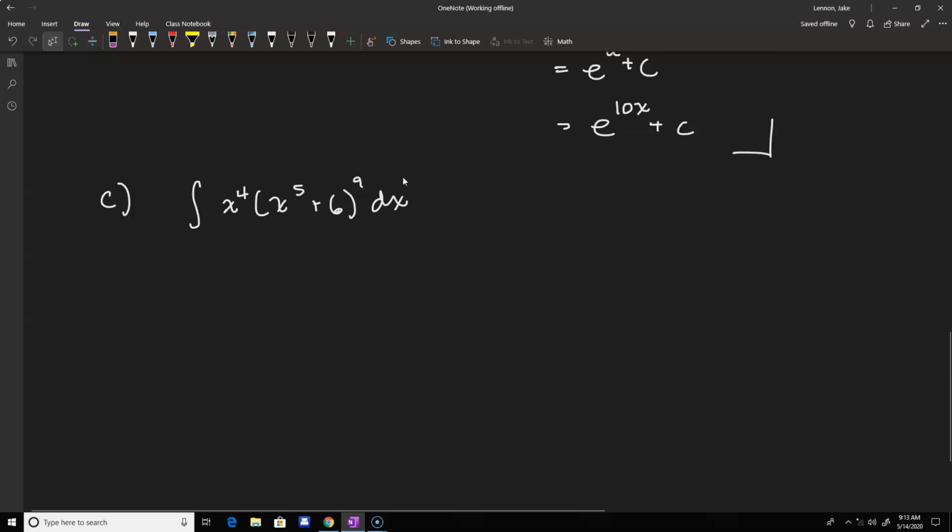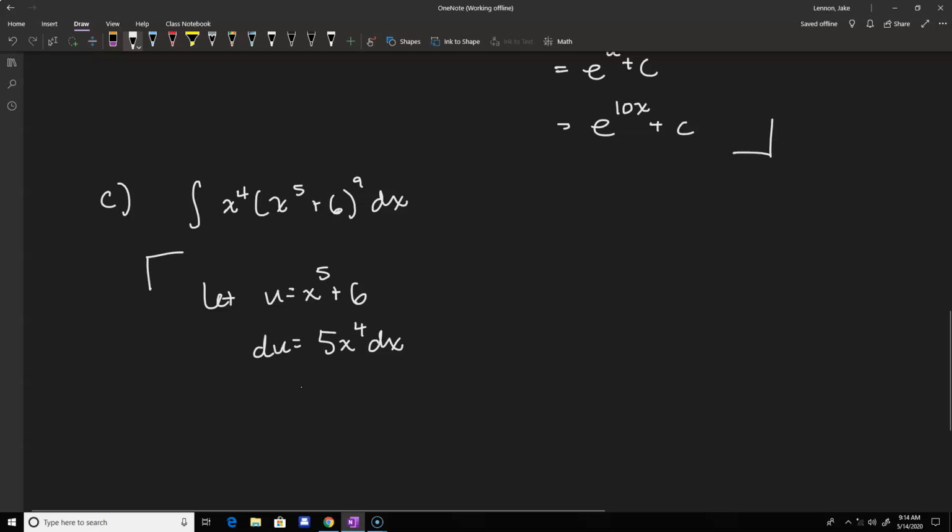You can kind of recognize that the inside, or the thing that we want to let represent u, x to the 5 plus 6, if you take the derivative, you're just going to get something times x to the fourth. So that's one way to recognize this is a u-sub problem. Again, let's let u be x to the 5 plus 6. So then du is going to be 5x to the fourth dx.